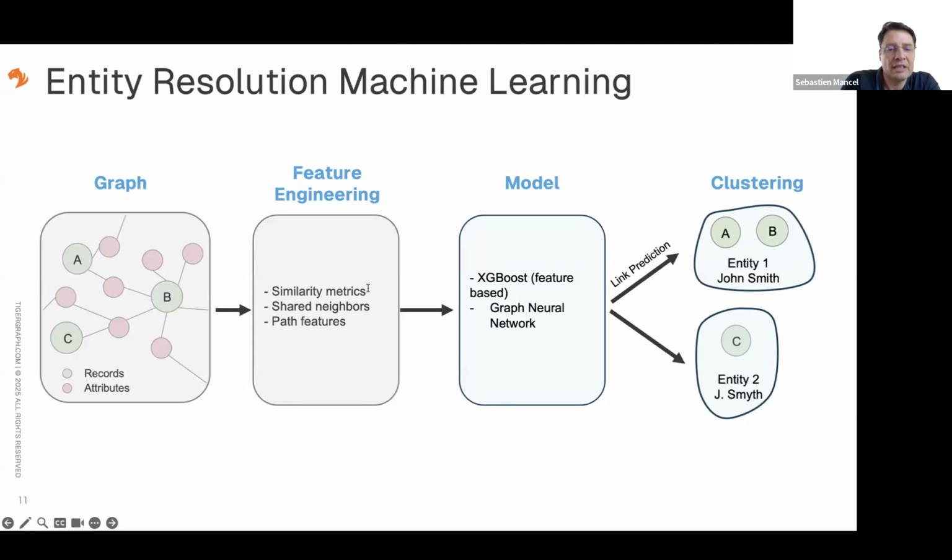And then finally, we use clustering to group the matched records. Here you see A and B were predicted as a match and are clustered as entity one, John Smith, while C was matched and retained on its own entity, J. Smith.